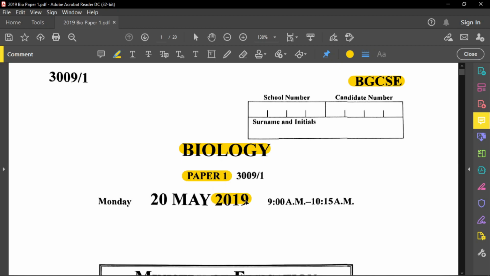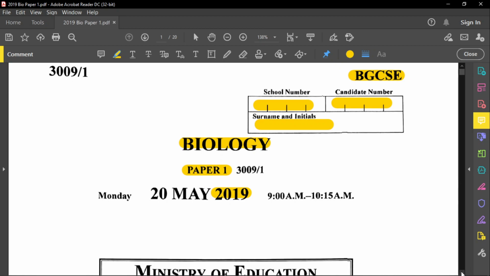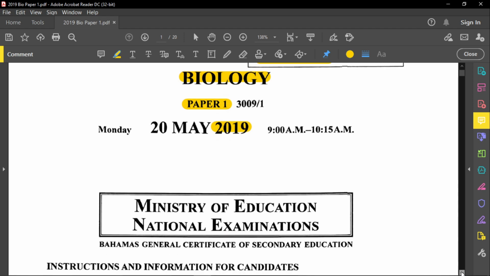Now, always remember to write your school number, very important. Also remember to write your candidate number, your surname, and your initials. Always write those in. Again, remember to read through the instructions carefully and also follow the directives of the examiner.